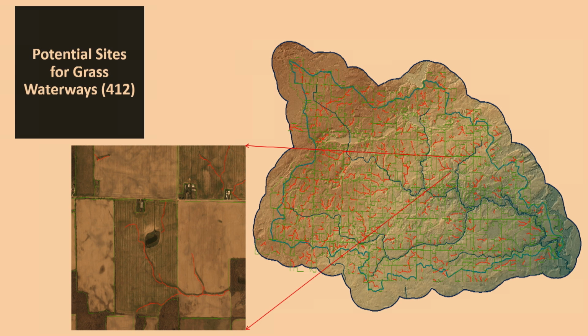And on the left in the aerial photo, you can see that red line is laying on top of what already is a grass waterway. So you can see the ACPF tool does a really good job of placing that practice on the landscape based on what was out there.